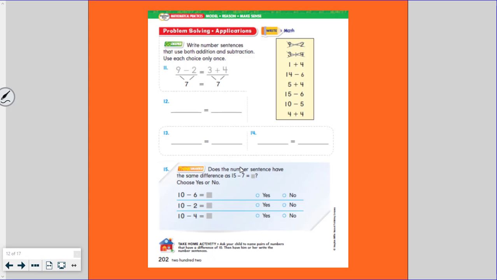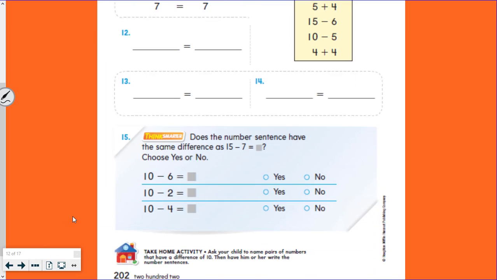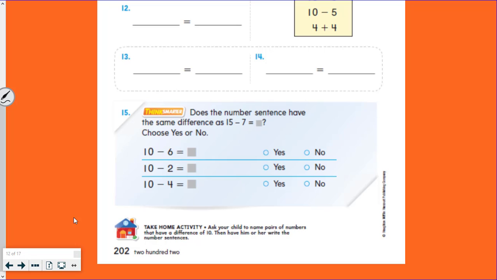All right, let's see. So on this page, we're going to work through the Think Smarter problem, number 15. So it says, does the number sentence have the same difference as 15 minus 7? Choose yes or no. So first, we've got to solve 15 minus 7. So I'm going to rewrite it bigger. And so I'm going to split the 7 into 5 and 2. And so then that gives me 10 minus 2. So 10 minus 2 equals 8. So 15 minus 7 equals 8.